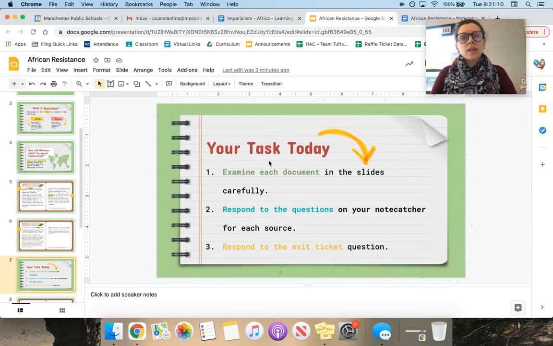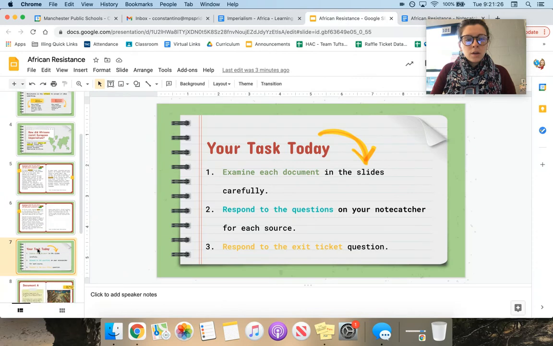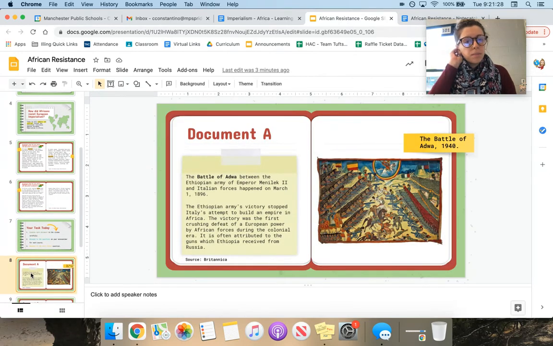Today, you're going to look at 3 documents that show examples of African resistance. As you look at those documents, you're going to answer the questions on your note catcher. So you see there's document A, B, and C, and you're going to answer these questions for each one. So the first one is about the Battle of Ottwa, which is one of the only successful African resistance efforts. So you're going to take a look at the illustration on the right side and read about what the Battle of Ottwa is on the left side.